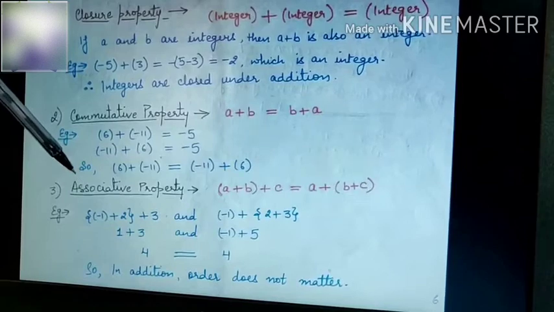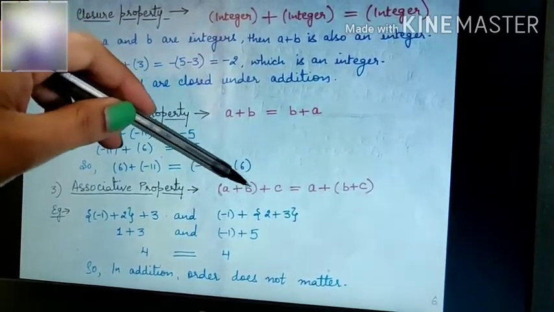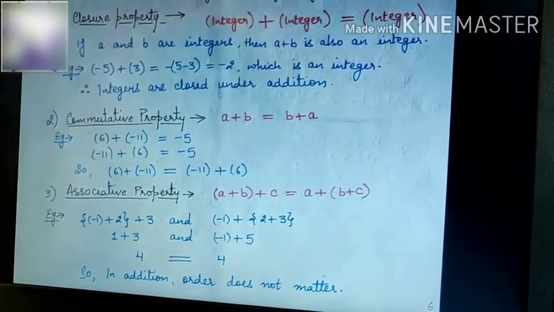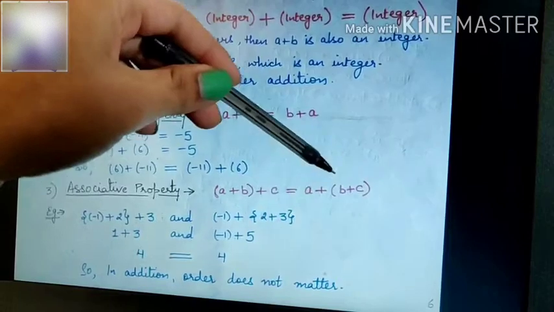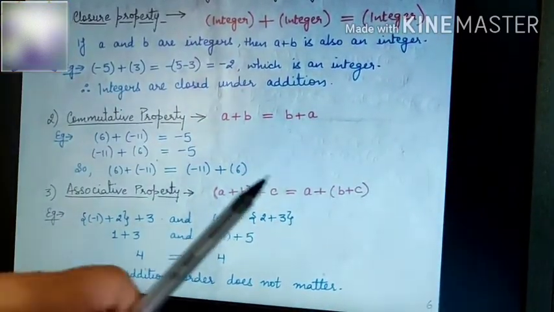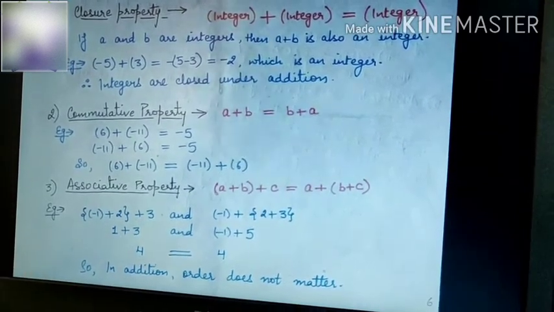Now in associative property, what we do, it is a plus b taken in a bracket. Then to the sum of a plus b, we add c. And on the right hand side, we add a to the sum of b and c. Right? If both the sides LHS and RHS are equal, then it is associative.